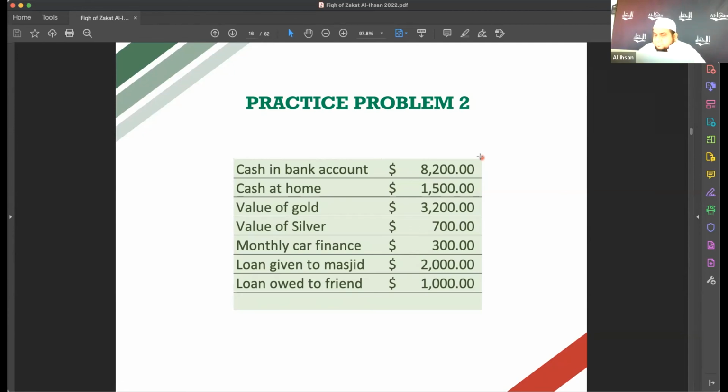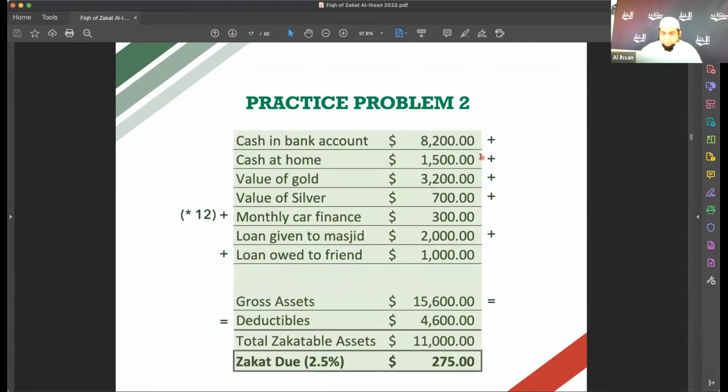Okay, we have one answered, 357.5. Okay, so let's take a look. So this comes to 275. So what did we do here? We see a plus, we added all those amounts. Okay, we added the cash in the bank and at home, added the gold, added the silver, and we added the loan amount. We said we want to pay the zakat on that now, right? So adding all those up, we got this 15,600.